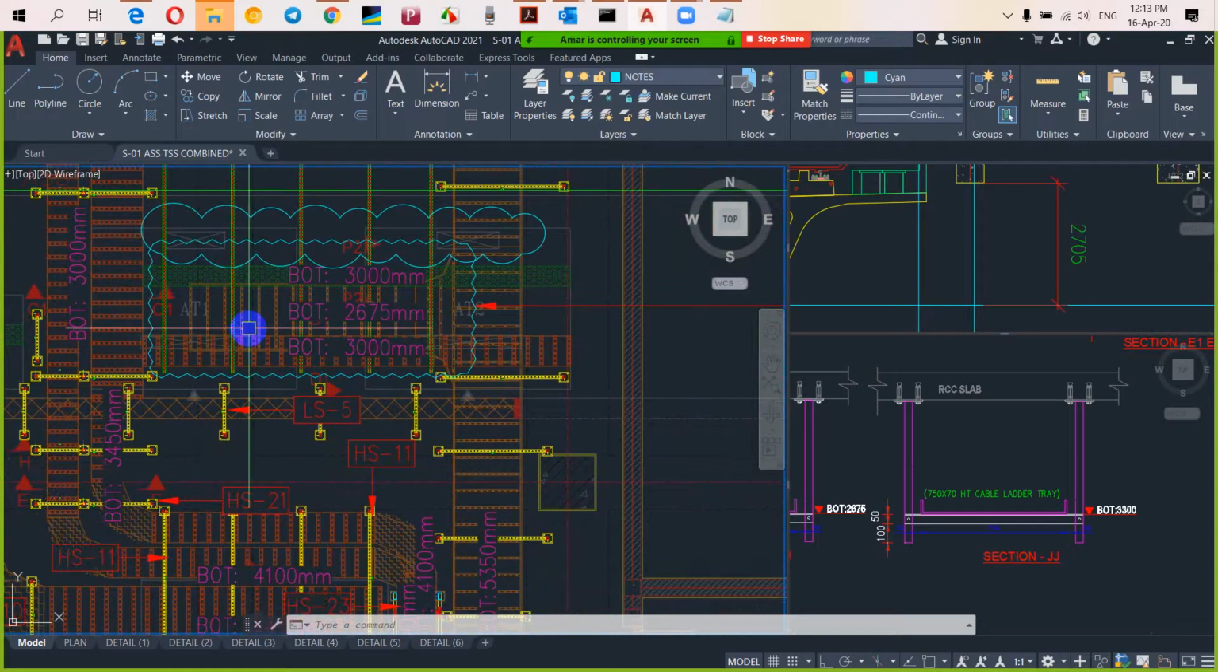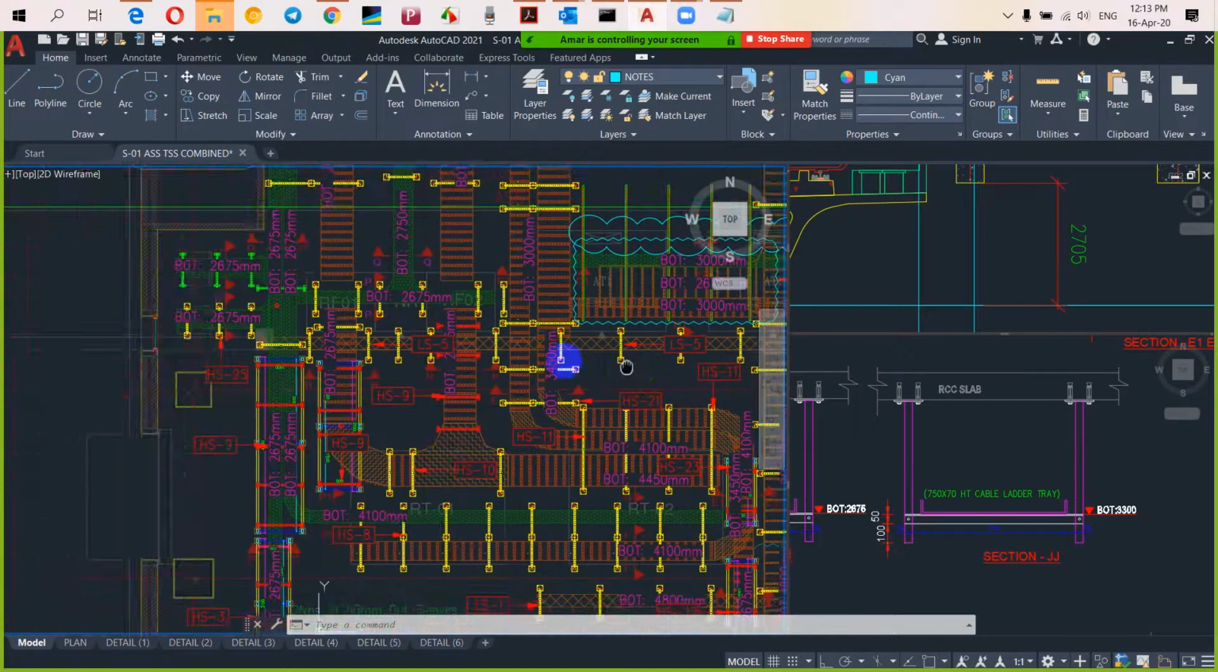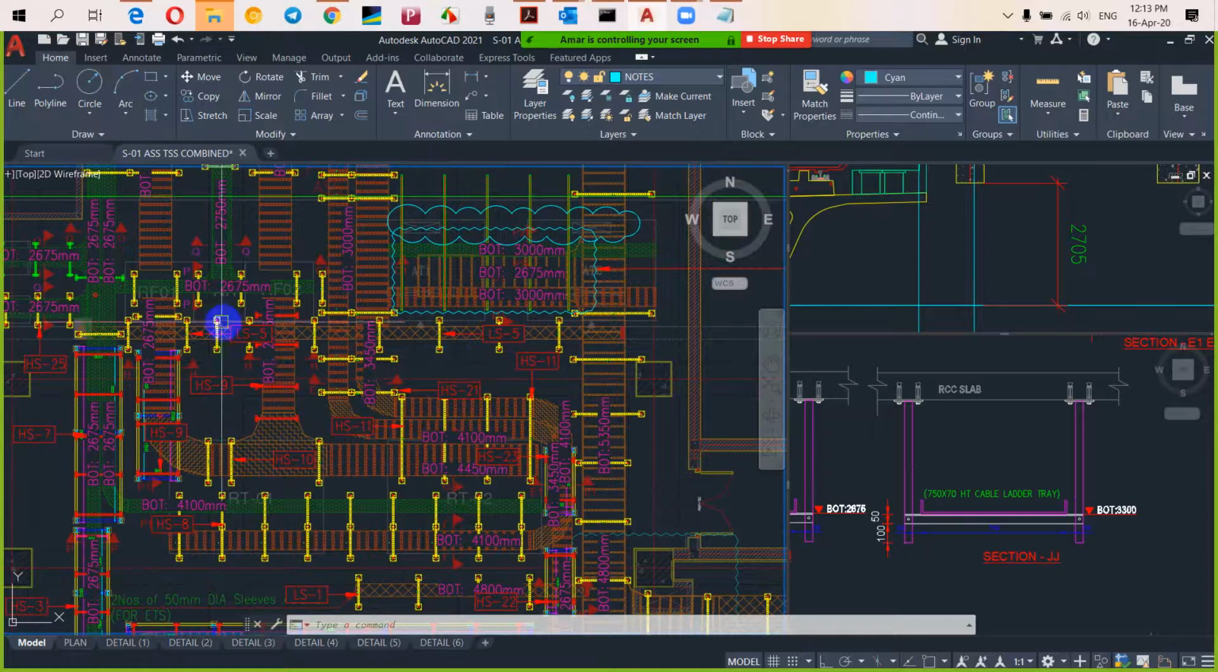Let me know if you make a change, and of course, if any further discussion is required, we'll have a meeting. No issue. But you are bringing the one LT tray straight above the panel. Is it possible? No, not possible.